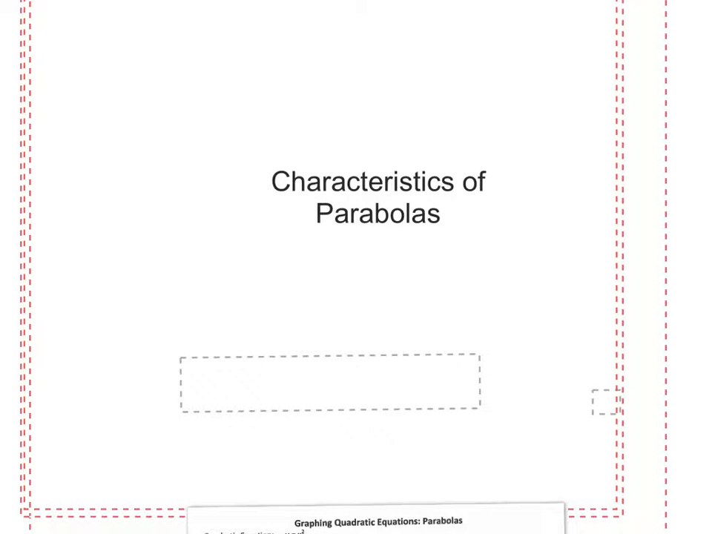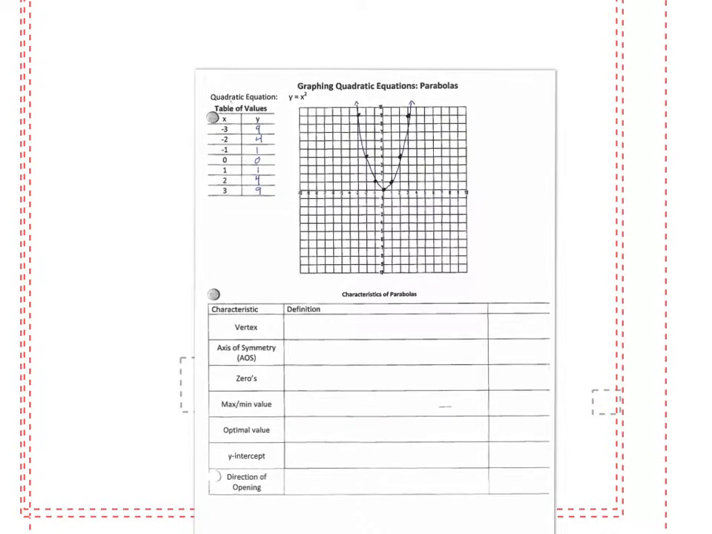Okay, today we're going to look at the characteristics of parabolas, which means we're going to learn about the different features and different parts of a parabola. To do that, you're going to need your copy of this handout where you've already graphed various quadratic equations.